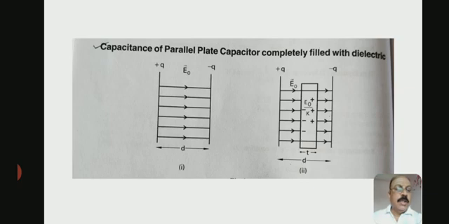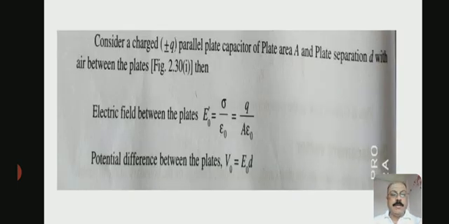In the parallel plate capacitor, a dielectric of thickness t is introduced, having dielectric constant K. Then what happens to the capacitance of the parallel plate capacitor? Now we will see the details.